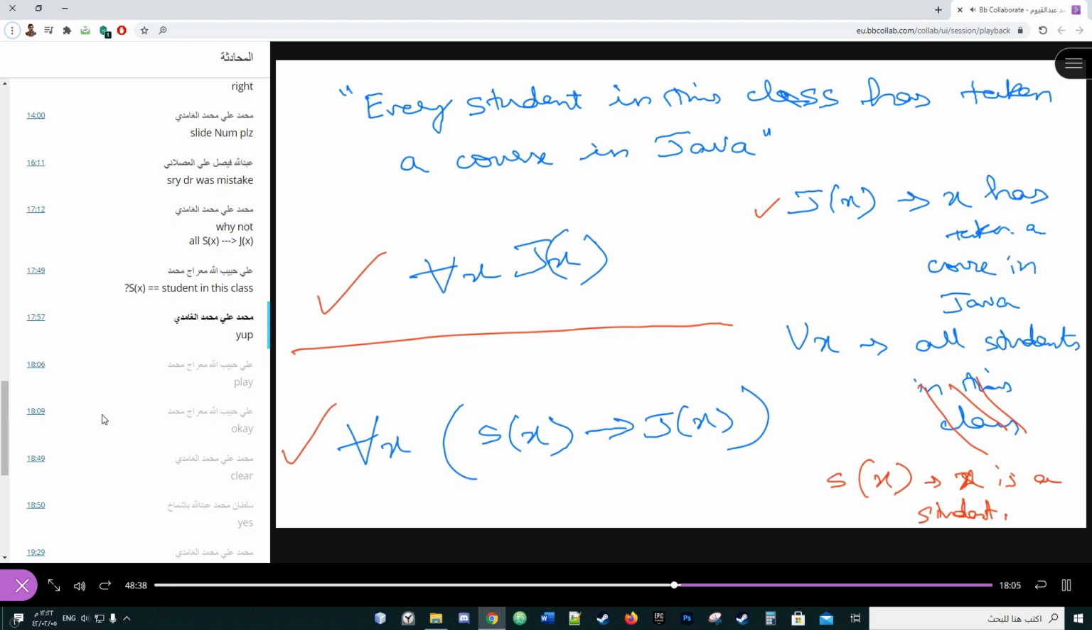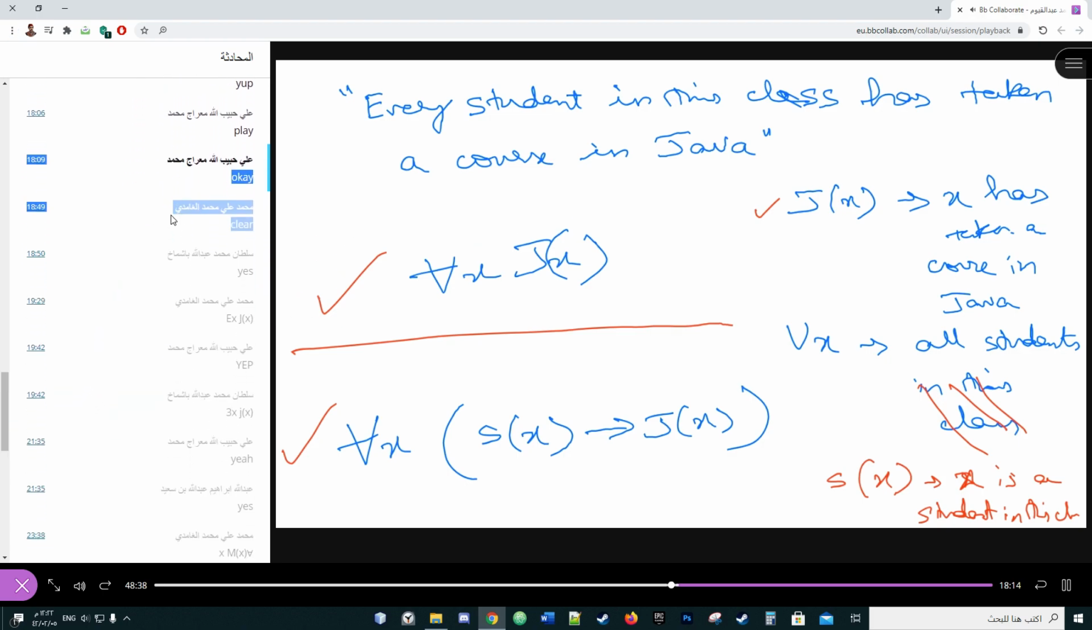in this class. Okay, thank you very much. So when Ali Habib says X is a student in this class, this statement says if X is a student in this class, which means he's not a student in Japan or Korea or anywhere else, then he's taken a course in Java, and this is true for all students. We don't write it like this, although it appears to be the same. This is not what we intend to do because this will never be true. Okay, is this clear?